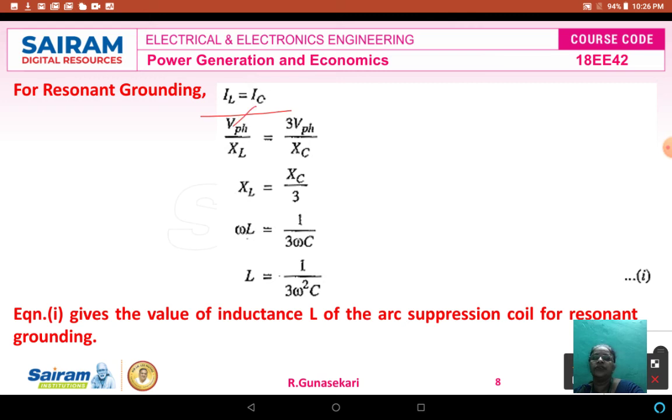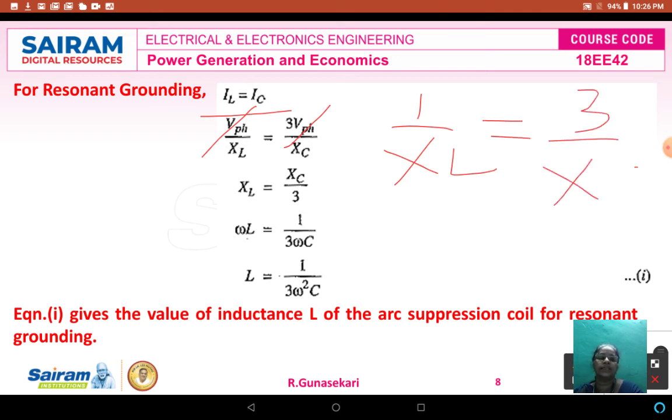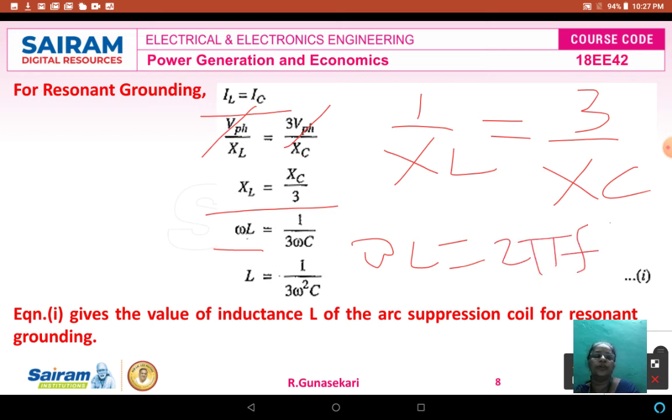Okay. So the V phase cancelled. So therefore 1 by XL is equal to 3 divided by XC. Okay. So therefore XL equal to XC divided by 3. But XL is equal to what? Omega L. Omega equal to 2 pi F. So the omega L equal to 1 divided by 3 omega C. So therefore L equal to 1 divided by 3 omega squared C.